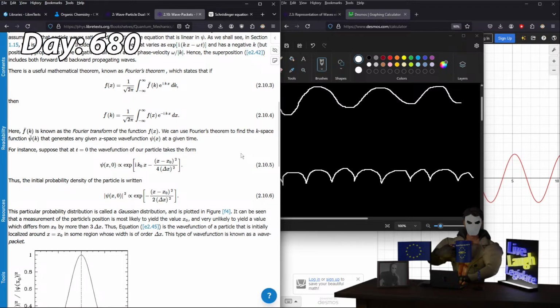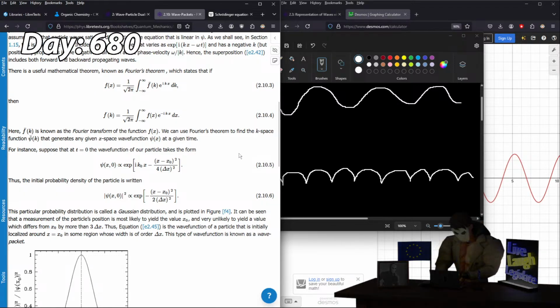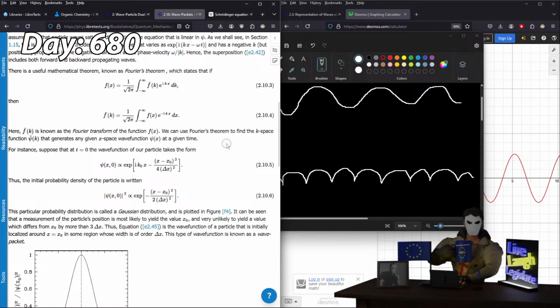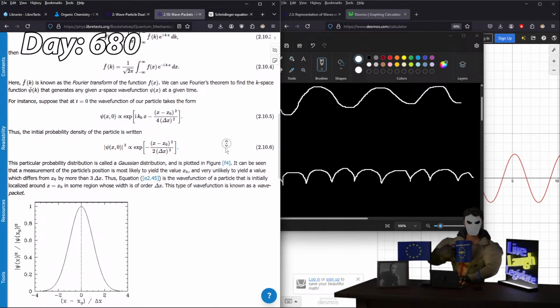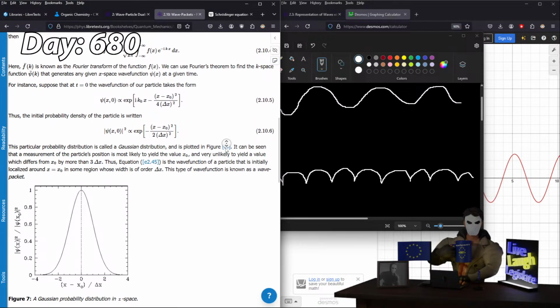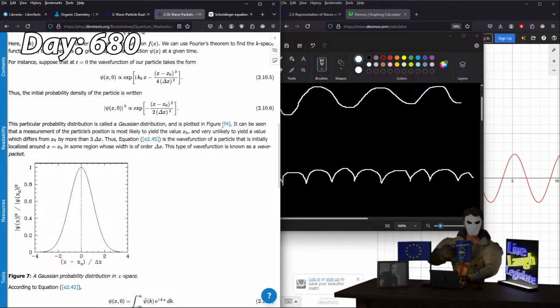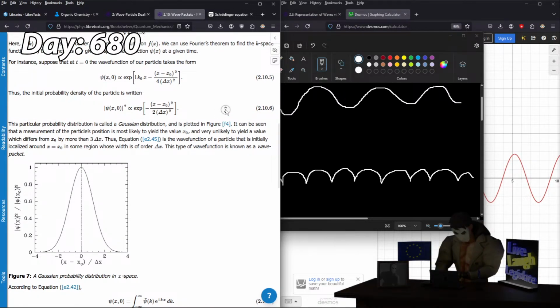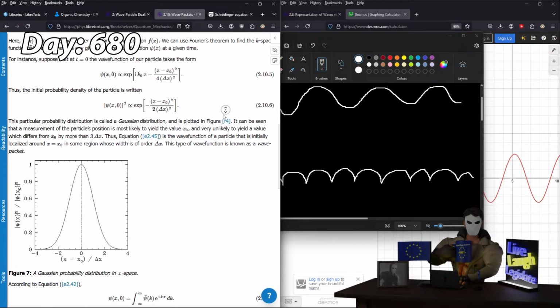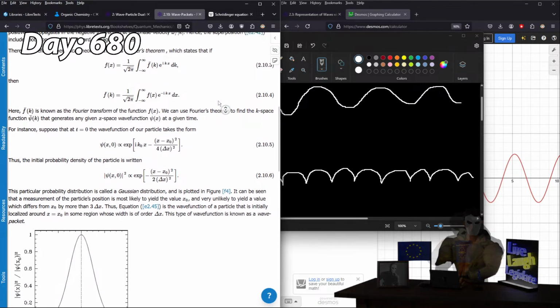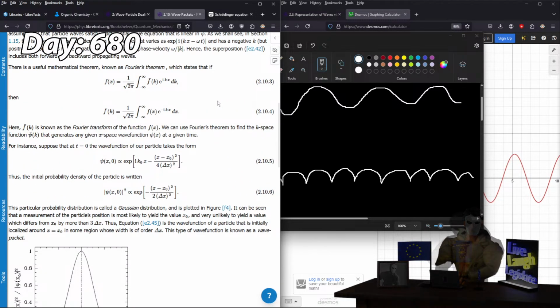For instance, suppose the wave function of our particle takes this form. The initial probability density of the particle is written this way. Right, okay. The particle probability is a Gaussian distribution. Oh my goodness, okay. It's known as the Fourier transform of a function. You can use Fourier's theorem to find the k-space function psi k that generates any given x-space wave function.